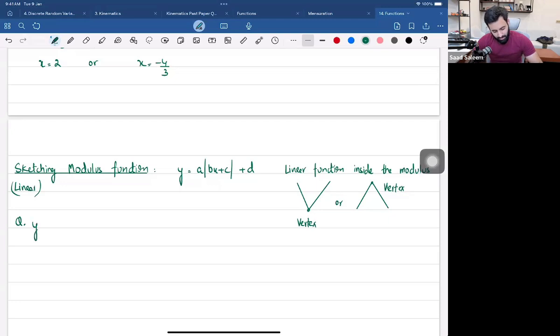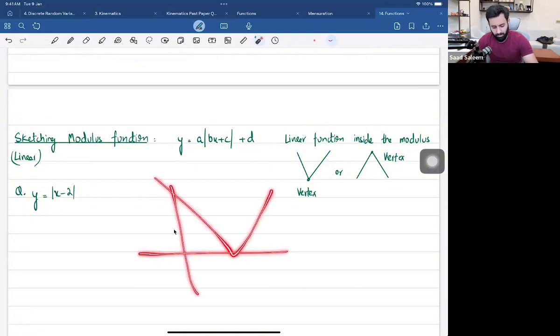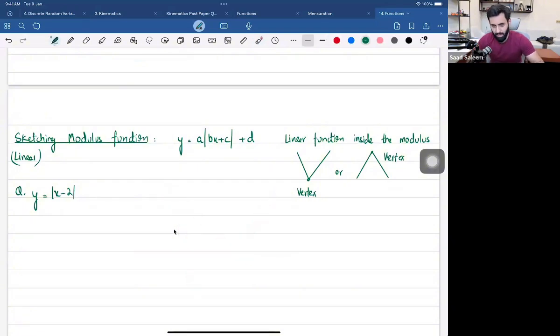So let's say the question is y equals modulus of x minus 2. You have to sketch the graph y equals modulus of x minus 2. We know very well that it's going to be something like this, but we have to properly sketch it, as in we have to find out all the points and then join them and get a straight line. So how do we do it? Well, here's the first step.